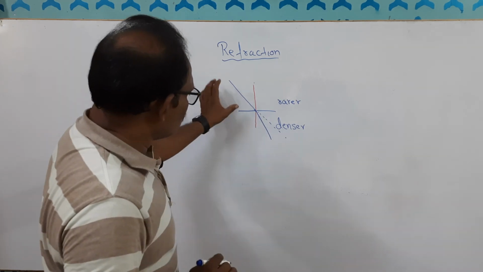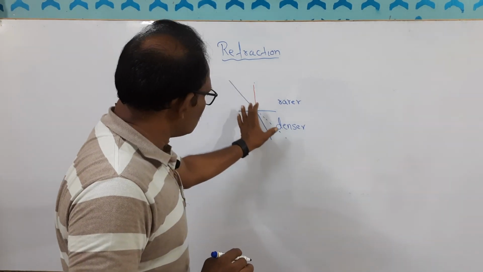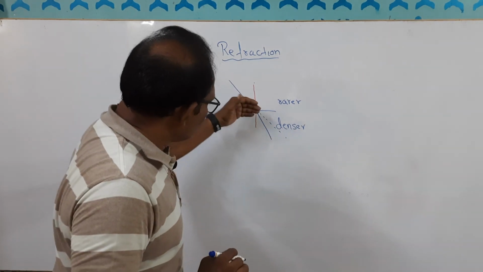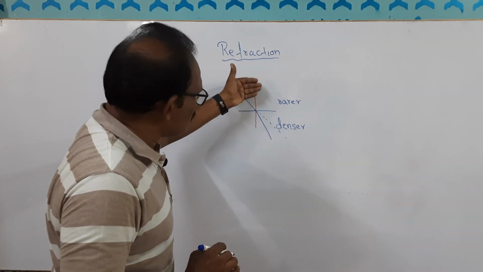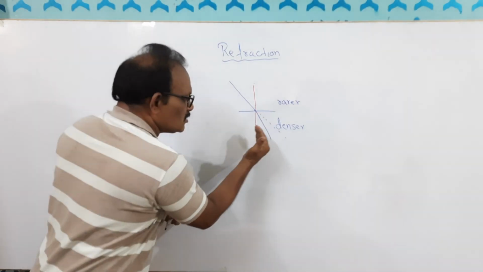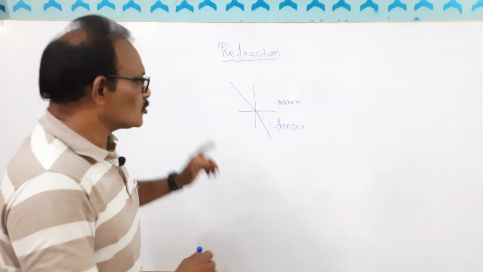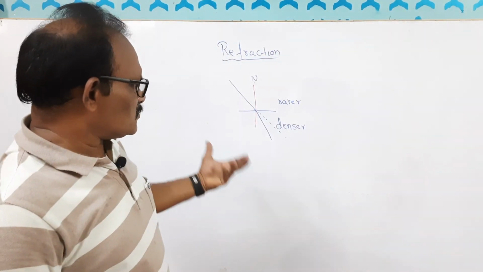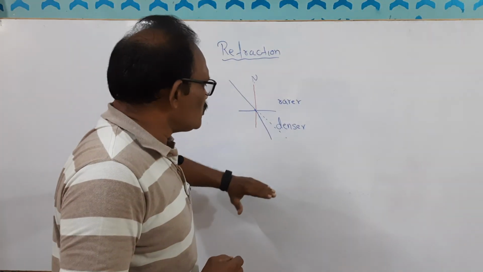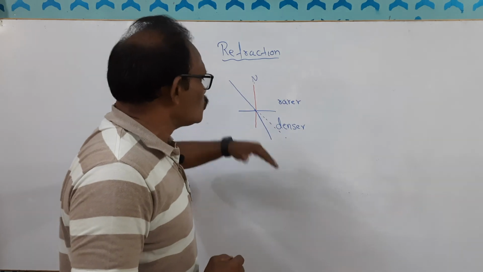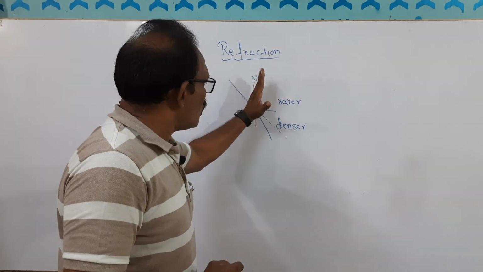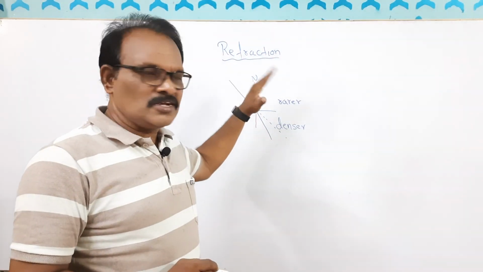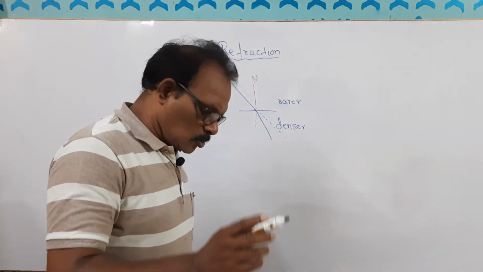You see, we have seen slightly. Actually, the straight line should be like this, but once it crosses from rarer medium to denser medium, it slightly bends towards the normal, and this is called the normal line. Same vice versa. When the ray of light crosses from denser medium to rarer medium, it will go away from the normal. It will bend away from the normal.